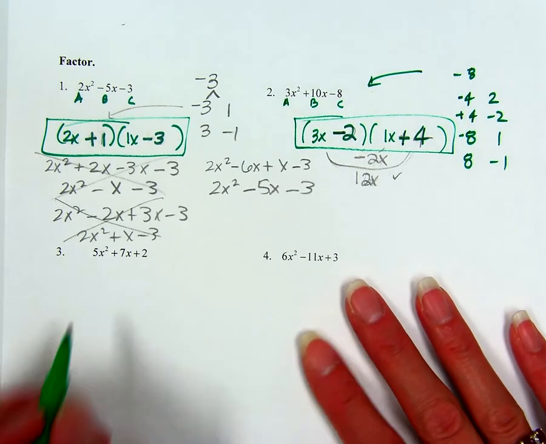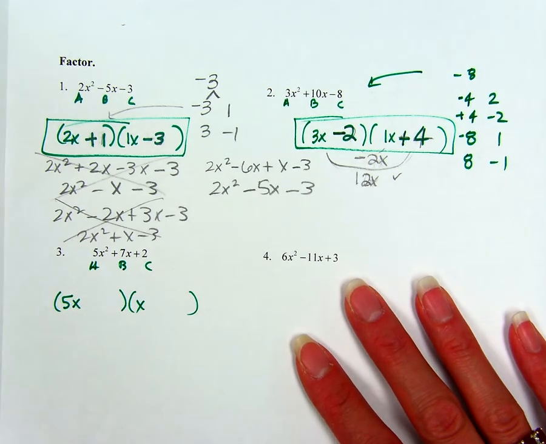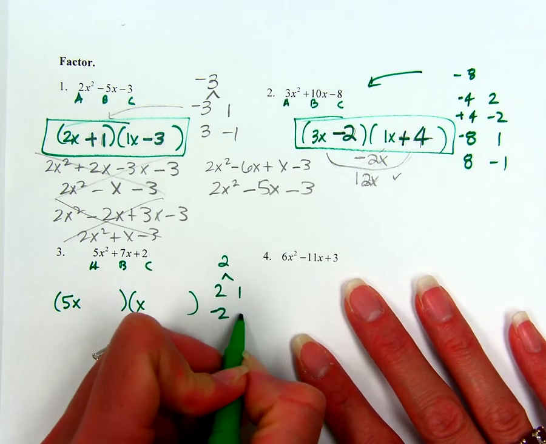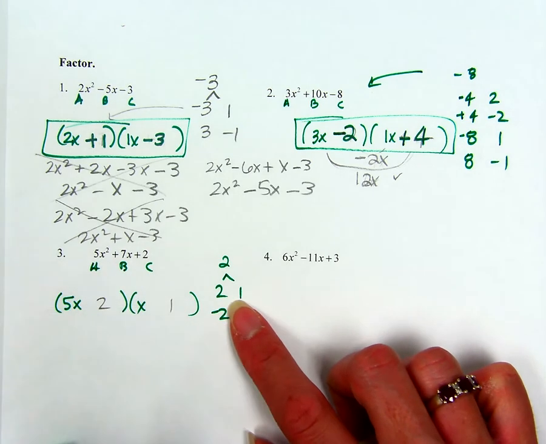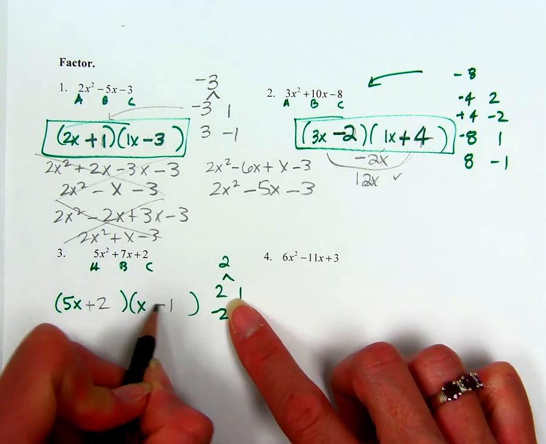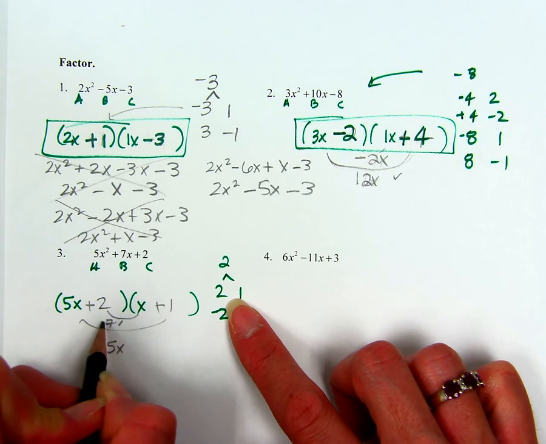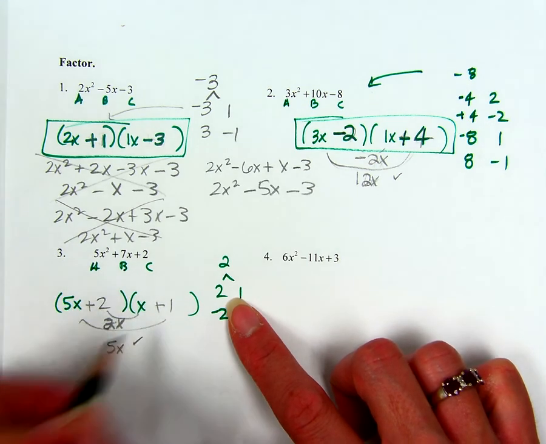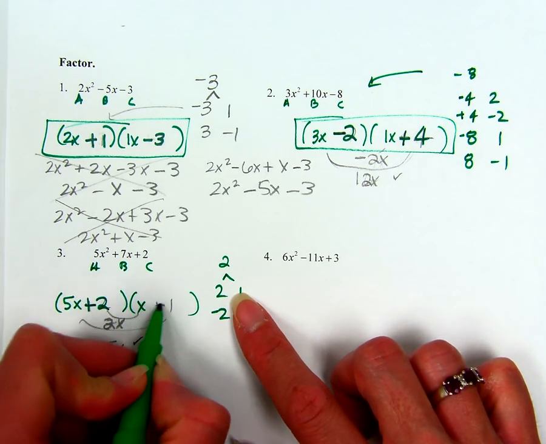All right, so we're going to keep going. So we got A, B, and C. The only thing that multiplies to 5x squared is 5x and x. There's not too many things that multiply to 2. We've got 2 and 1 or negative 2, negative 1. So let's just try 2 and 1. These are both positive. So check outer times outer, inner times inner. So we have 2x and 5x, and that already adds to 7x. So that's exactly what we wanted, and therefore our problem is done.